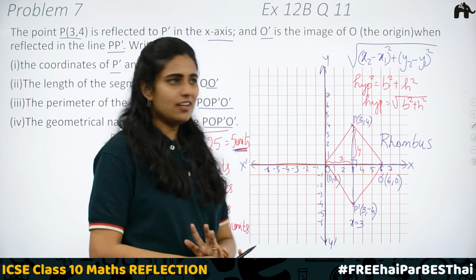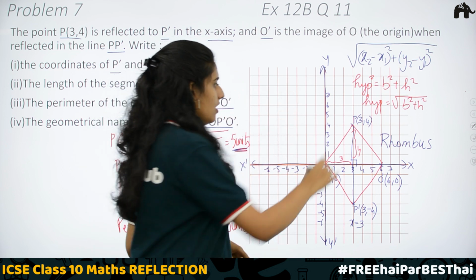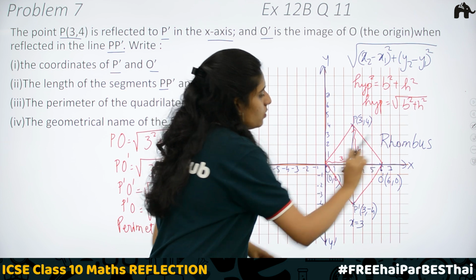Why not a square? We know that for a square, all the sides are equal. Why cannot we take this as a square?